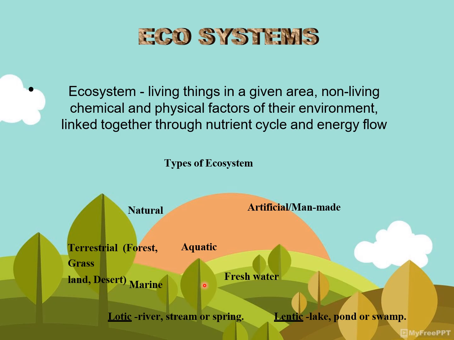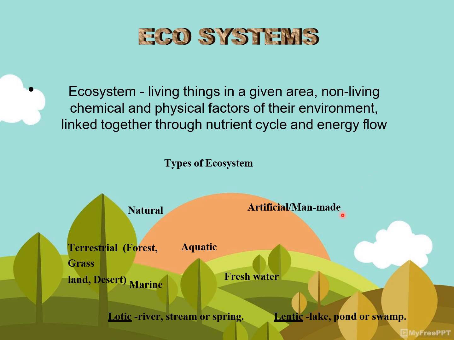Then let us move on to ecosystems. An ecosystem is nothing but the living things in a given area and the non-living chemical and physical factors of their environment, linked together through nutrient cycles and energy flow. There are two types of ecosystem: one is natural, the other is man-made. Natural ecosystems can be terrestrial, which includes forest, grassland, and desert, whereas aquatic ones have freshwater and marine water. Under freshwater, you have lotic, which is running water, whereas lentic is stagnant water.